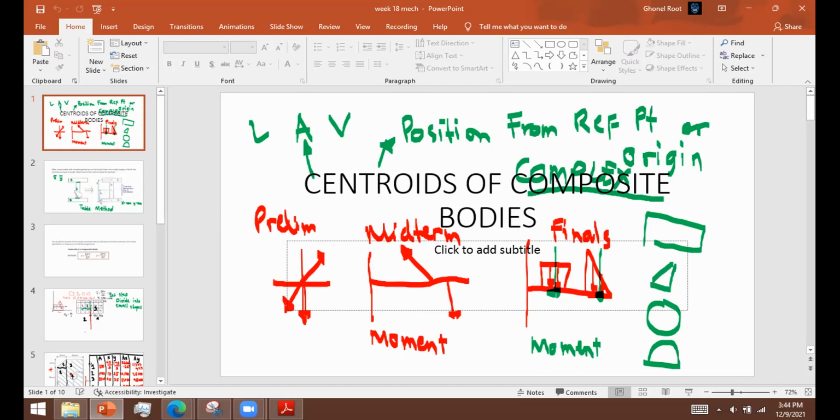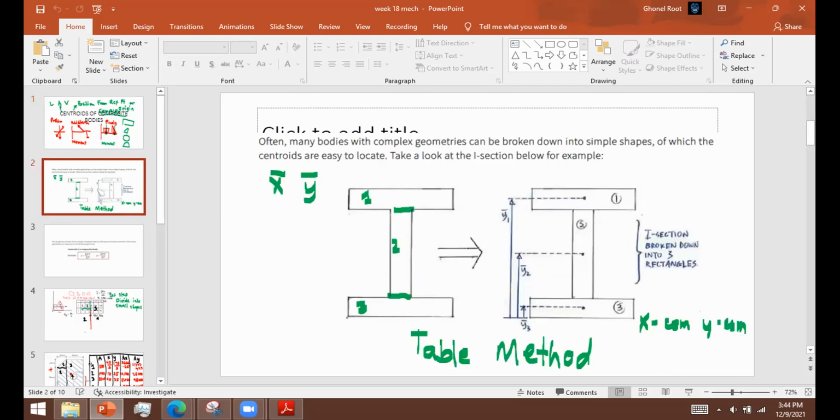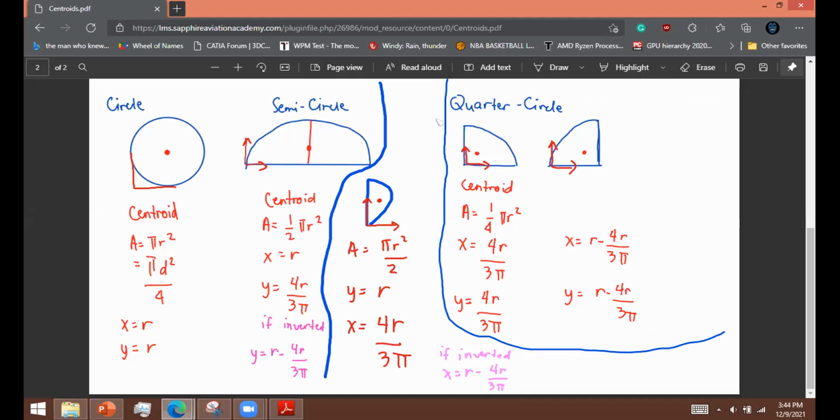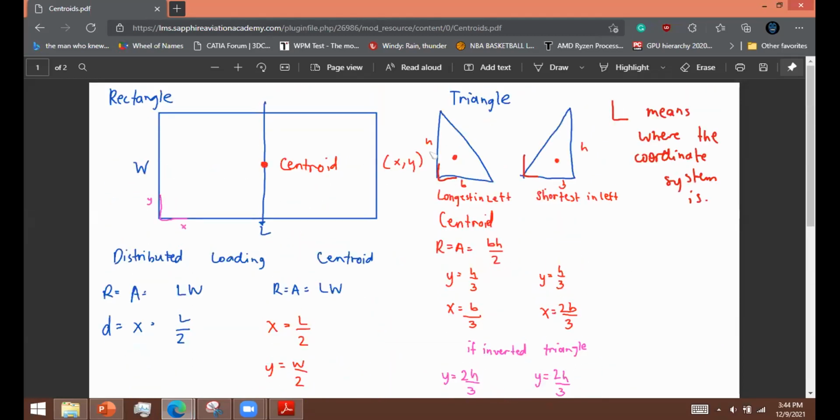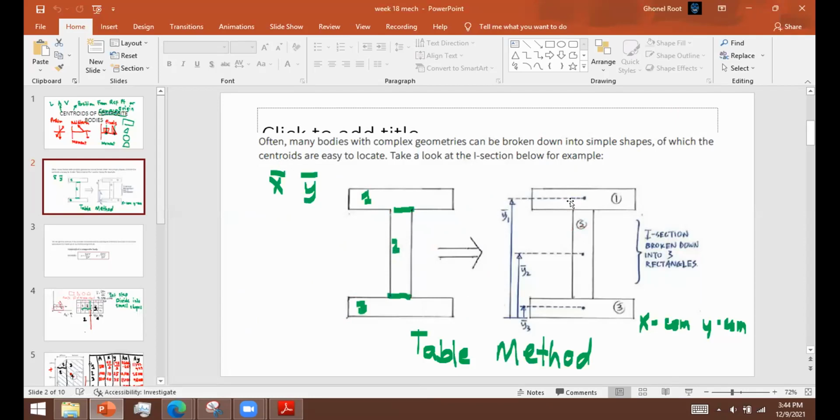Okay? So first, better way to explain this one is by, of course, problem solving. Often many bodies with complex geometries can be broken down into simple shapes. So ano yung mga simple shapes natin? Nabanggit ko kanina, di ba? Meron tayong circle, semicircle, quarter circle. Meron din tayong rectangle and then triangle. So yun yung mga simple shape natin.